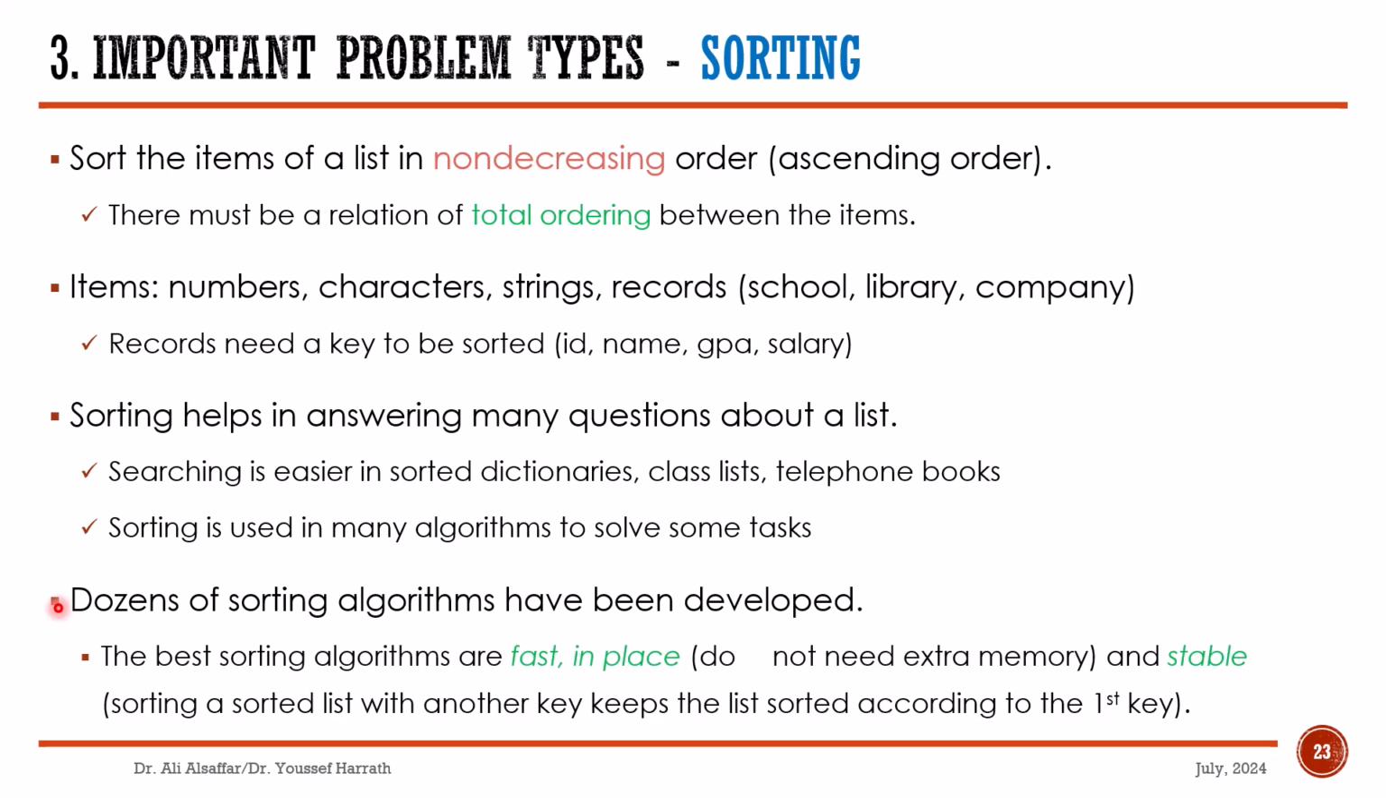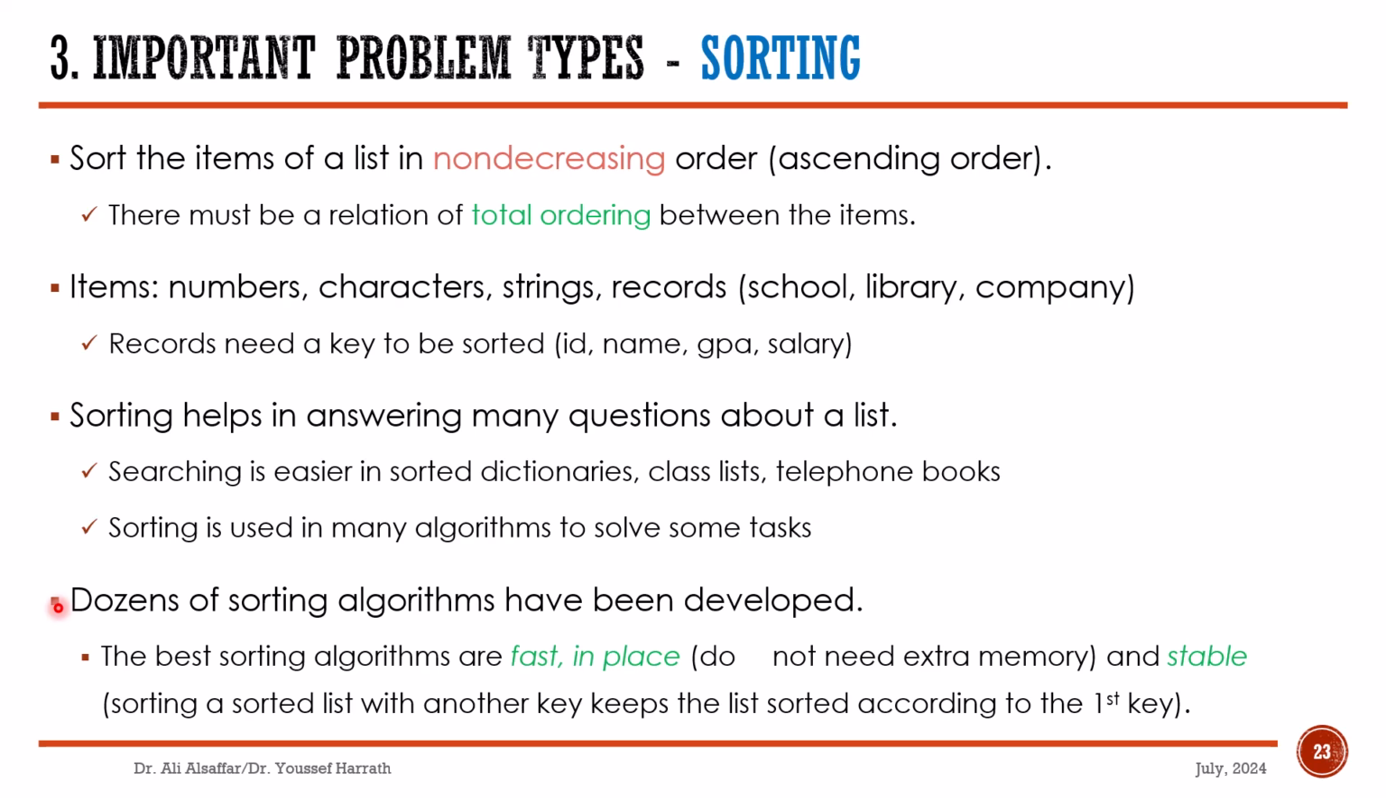The best sorting algorithms are fast, in place, that is they do not need extra memory, and stable. When is a sorting algorithm called stable? A sorting algorithm is called stable if it keeps the relative order of any two equal elements in its input.